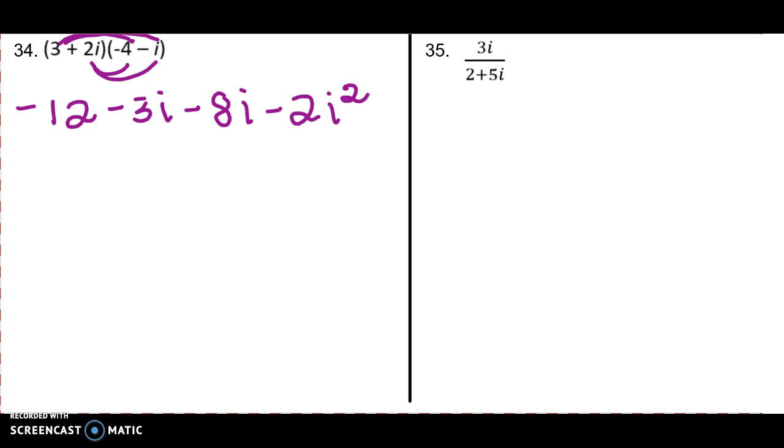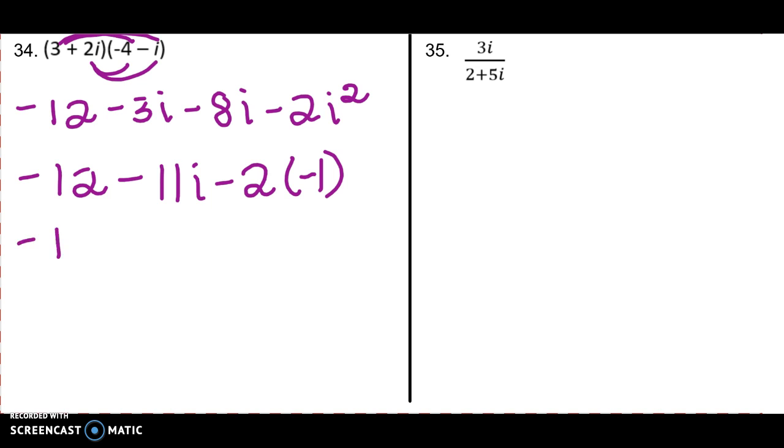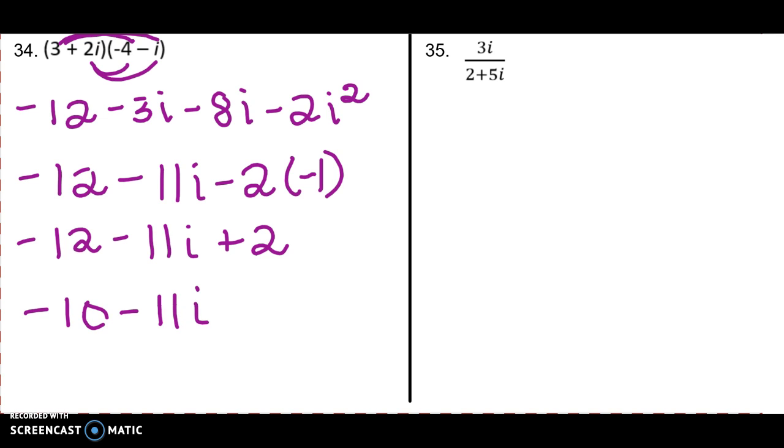Now we have some work to do. First thing we can do is combine the negative 3i minus 8i. So now we have negative 12 minus 11i. Now we also remember that i squared is negative 1. So we can replace that i squared with a negative 1. Now we're going to rewrite this. Negative 12 minus 11i. And then negative 2 times negative 1 is plus 2. Now we can combine the negative 12 and the positive 2. That's a negative 10. And we bring down our minus 11i.